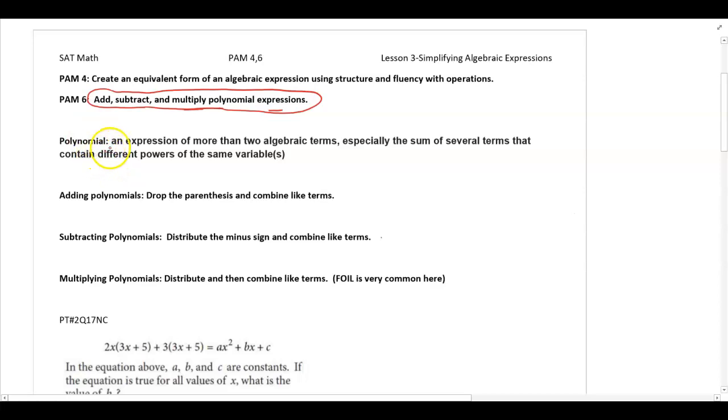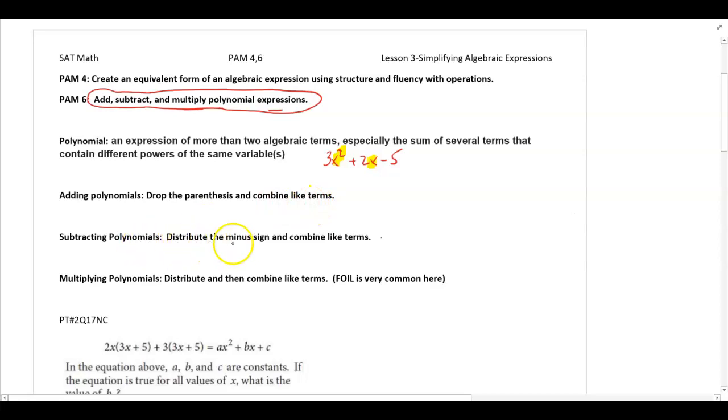One, a polynomial is an expression of two or more algebraic terms, especially the sum of several different terms that contain different powers of the same variables. Something like 3x squared plus 2x minus 5 is a polynomial, where you have several terms linked by addition or subtraction, and key variables in each one.